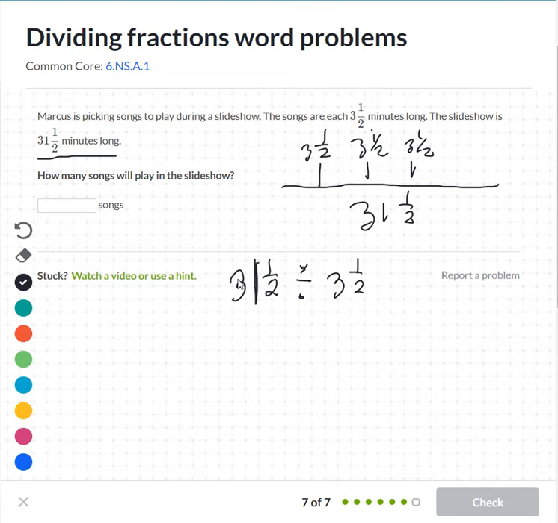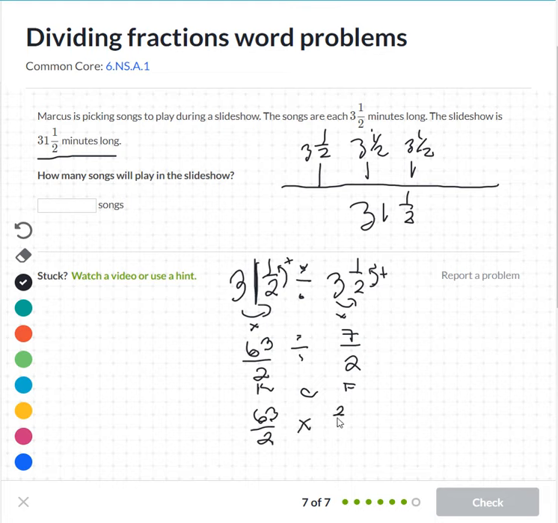So I need to convert to improper fractions. So times 2. 31 times 2 is 62, plus 1 is 63. So 63 over 2. I'm going to divide that by 3 times 2 is 6, and 6 plus 1 is 7. So that's 7 over 2. Then I'm going to keep, change, and flip. So 63 over 2 times 2 over 7.